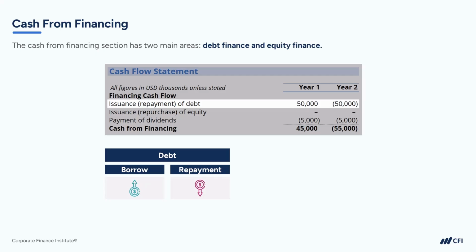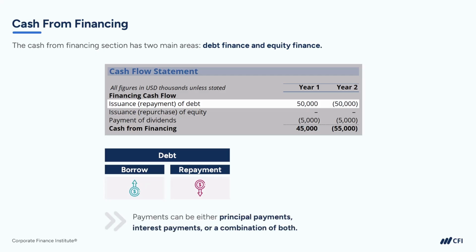Now, remember that payments associated with debt can be both principal payments, but they can also be interest payments or a combination of both. In this case, we can see borrowing in year one brought in $50,000 of cash. So it's a cash increase or a cash inflow, which is why it's shown as a positive number. However, when we look at year two, the company actually paid off the loan, leading to a cash decrease of $50,000 or a cash outflow, which is why it's represented by a negative number.